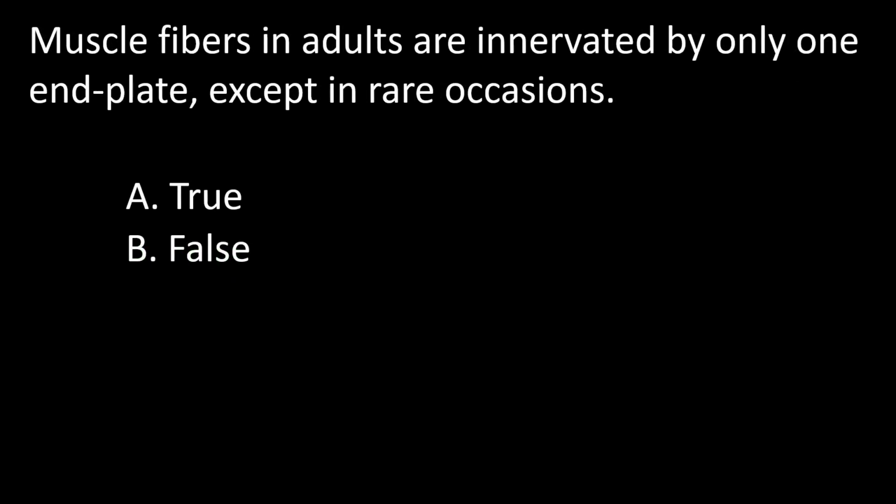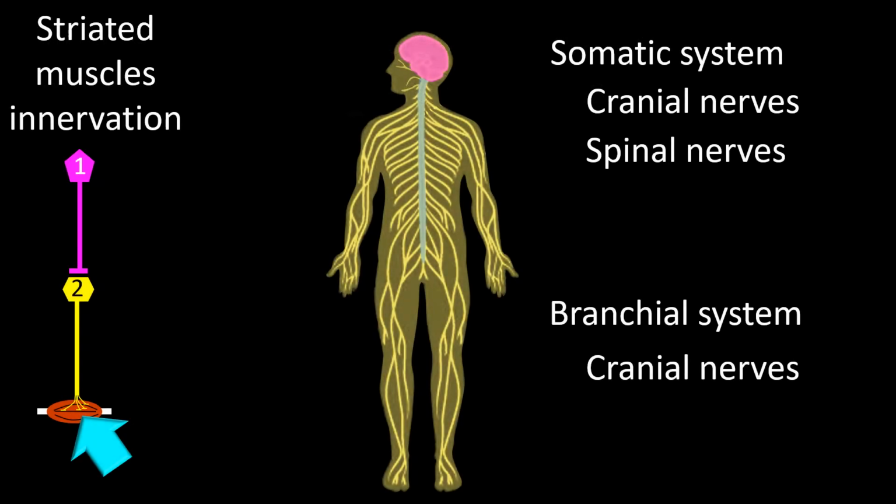Next question. Muscle fibers in adults are innervated by only one endplate, except in rare occasions. A true, B false. The neuromuscular junctions of all striated muscle, somatic or branchial, are constructed the same way.